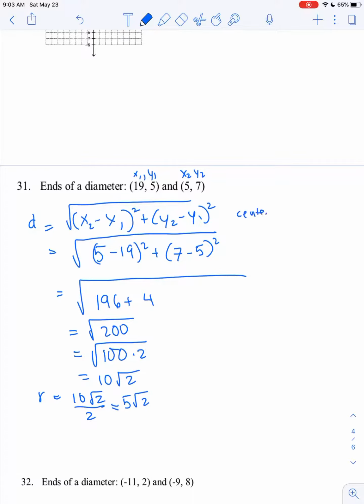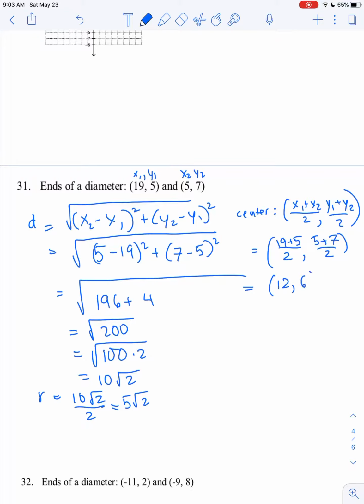In order to find the center, you would use the midpoint formula, which is the averages of the x's, and then comma the averages of the y's. So in this case, if you average the x's, you get 19 plus 5 over 2 and 5 plus 7 over 2. And so if you add those two together, 24 divided by 2 is 12. And 12 divided by 2 for the y's is 6.